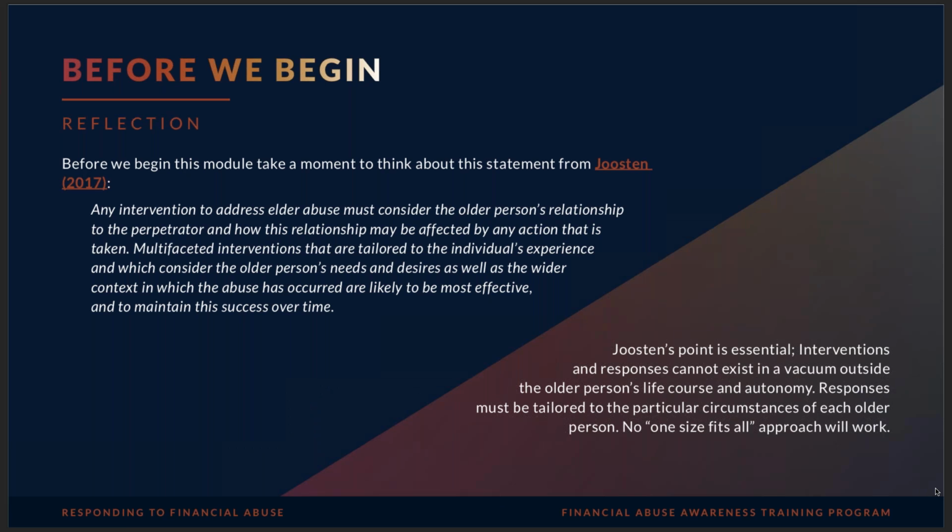Before we begin, let's take a moment to think about this statement from Justin. Any intervention to address elder abuse must consider the older person's relationship to the perpetrator and how this relationship may be affected by any action that is taken. This point is essential in thinking about responding to financial abuse. Interventions and responses cannot exist in a vacuum outside the older person's life course and their autonomy. Responses must be tailored to the particular circumstances of each older person. There is really no one-size-fits-all approach that will work.